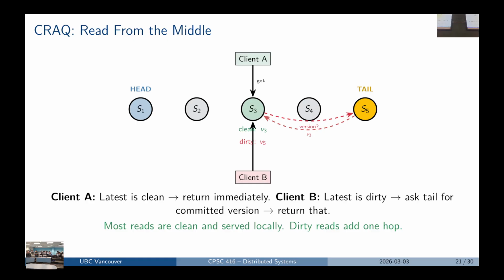If we don't have a proxy server in front of it, then someone has to send a message over here. Whether I send a message to client B and tell it to go over to the tail, or I send a message to the tail and ask what version, and then I tell client B the right answer.